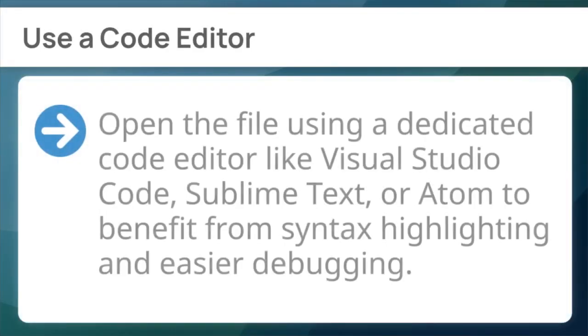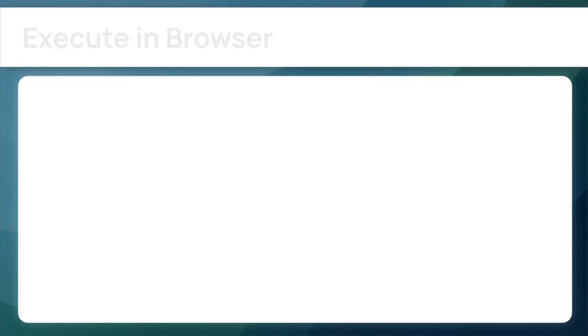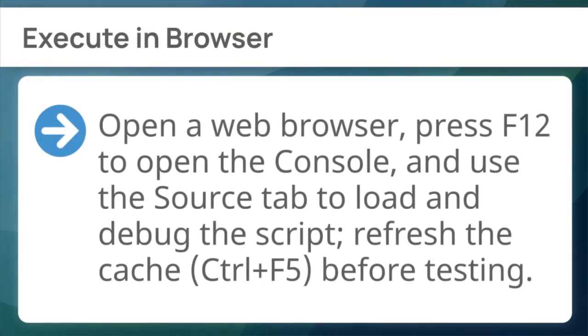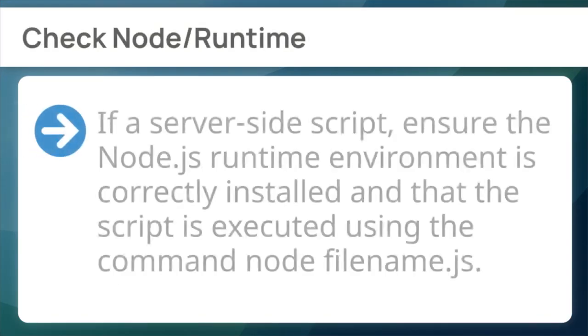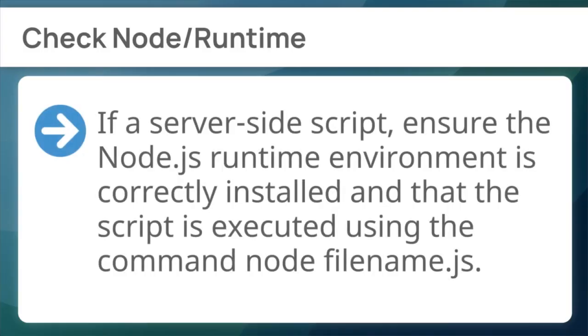First, use a code editor. Open the file using a dedicated code editor like Visual Studio Code, Sublime Text, or Atom to benefit from syntax highlighting and easier debugging. Next, execute in browser. Open a web browser, press F12 to open the console, and use the Sources tab to load and debug the script. Refresh the cache, Ctrl plus F5, before testing. Finally, check Node runtime. If it's a server-side script, ensure the Node.js runtime environment is correctly installed and that the script is executed using the command node filename.js.